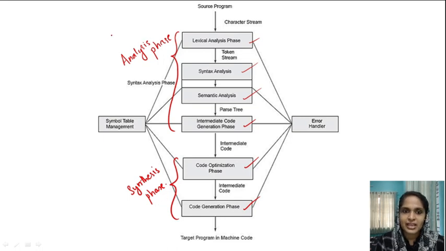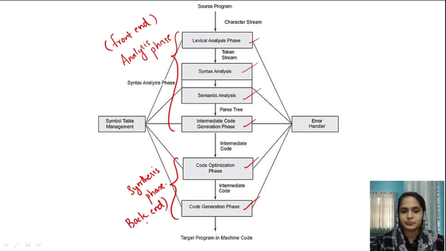The analysis phase is also known as the front end of a compiler. Similarly, the synthesis phase is known as the back end of the compiler. Okay, and here we can see 2 more things. First one is a symbol table and the second is the error handler. And about this symbol table and error handler, we will be going into detail in another video. In this video, let's focus only on this analysis phase.